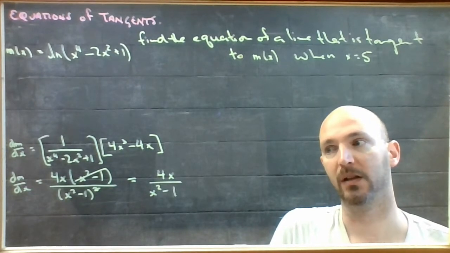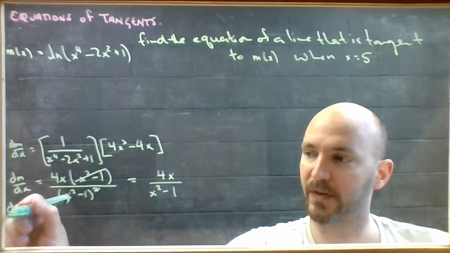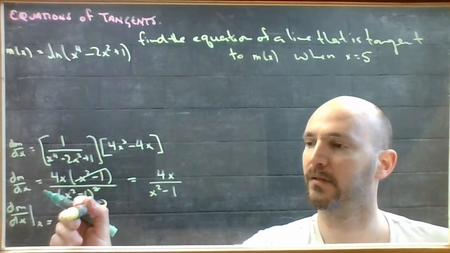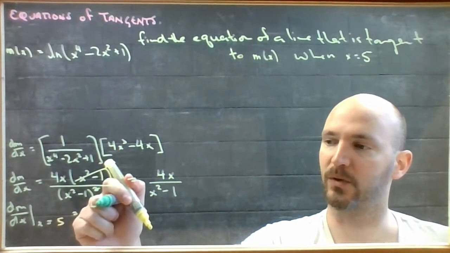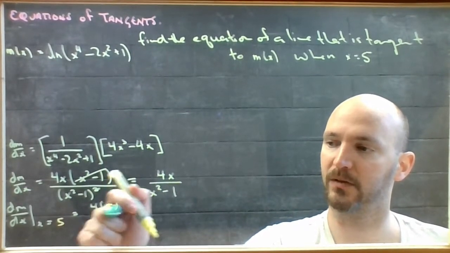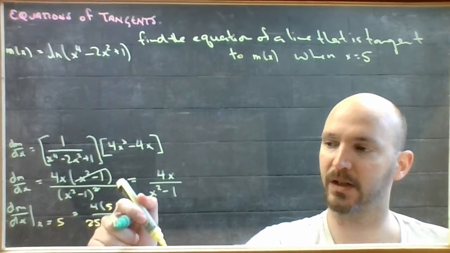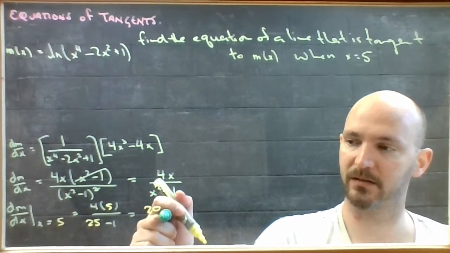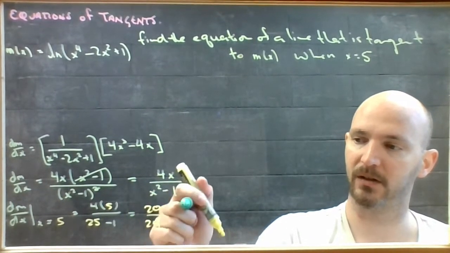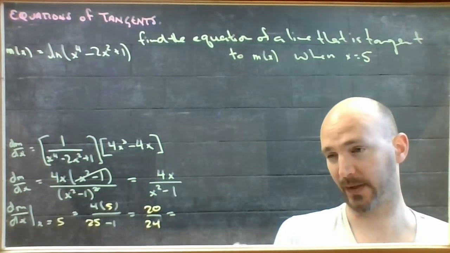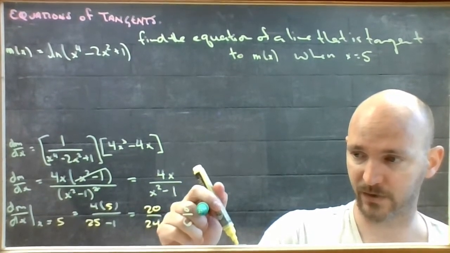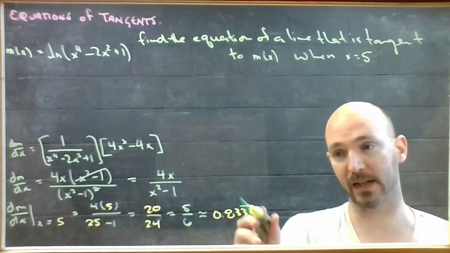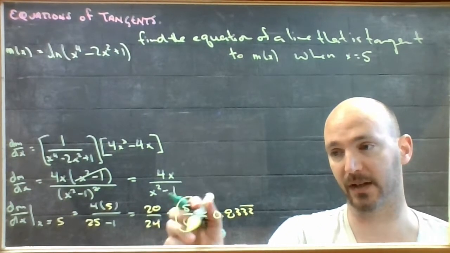Okay. So in order to get my slope, I need to evaluate that derivative at x equals 5, which would be 4 times 5 over 25 minus 1. 5 squared is 25. That gives me 20 divided by 24, which is the same as 10/12, which is the same as 5/6, which is approximately 0.8333 repeated. So instead of using the 0.8333 repeated, I'm going to stick with this 5/6.